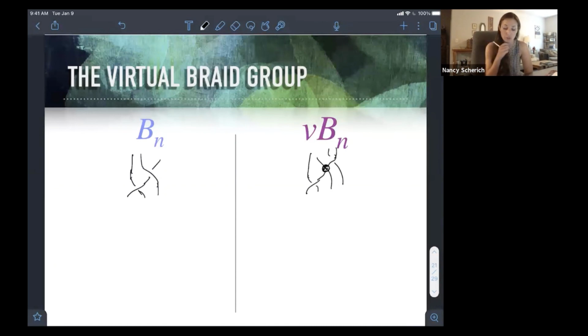You sort of got these extra little virtual crossings, which have order 2. That's from the symmetric group coming in. Sorry, these braids are really terribly drawn. Okay, so pictorially they're very similar. You just have a second type of crossing.